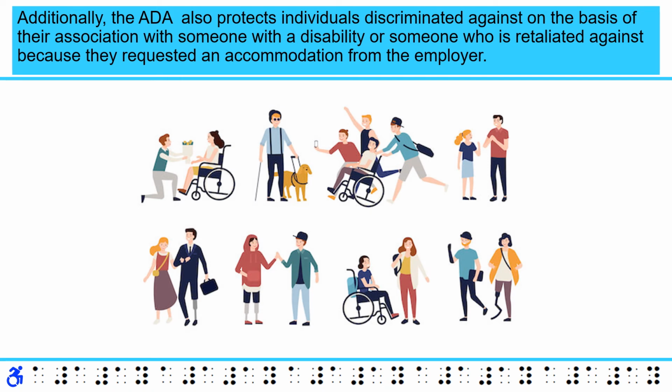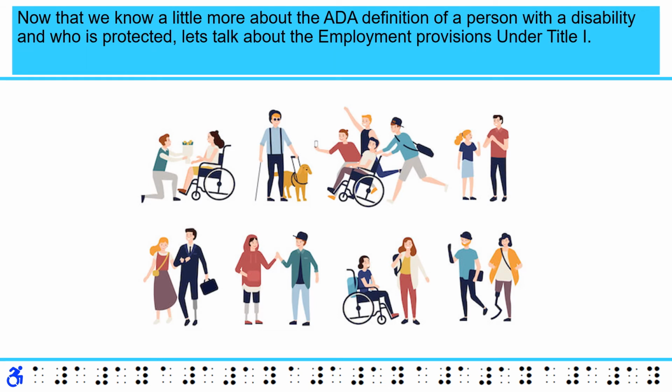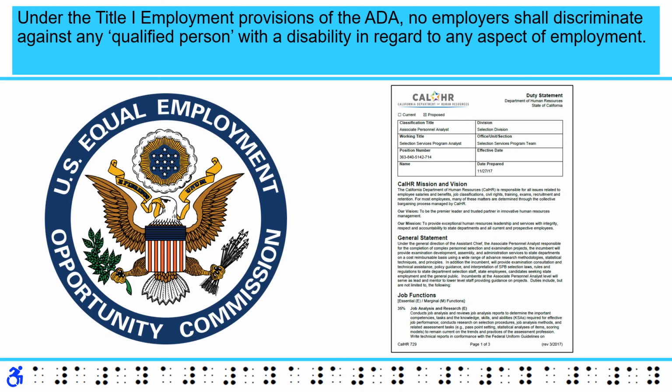Additionally, the ADA also protects individuals discriminated against on the basis of their association with someone with a disability or someone who is retaliated against because they requested an accommodation from the employer. Now that we know a little more about the ADA definition of a person with a disability and who is protected, let's talk about the employment provisions under Title I. Under the Title I employment provisions of the ADA, no employers shall discriminate against any qualified person with a disability in regard to any aspect of employment.